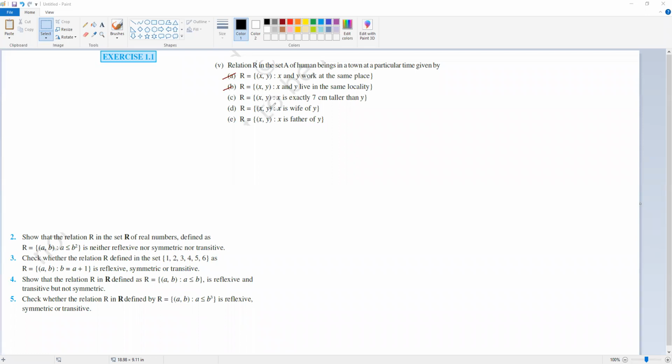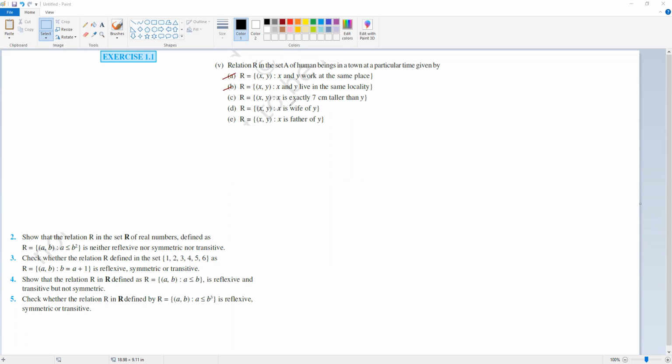Next, देखो, x and y live in the same locality. So it's same as above. It is working at the same place and living in the same locality. Only thing is, first question में same place में work कर रहे बोला, second question में same place में live कर रहे बोला. So it's the same thing.